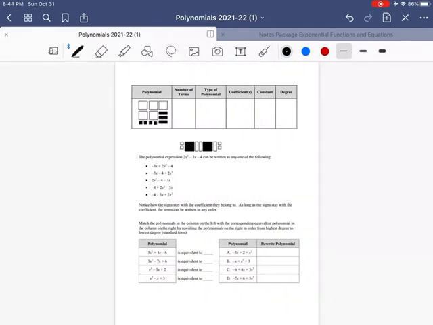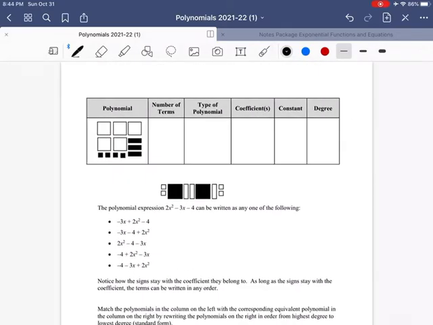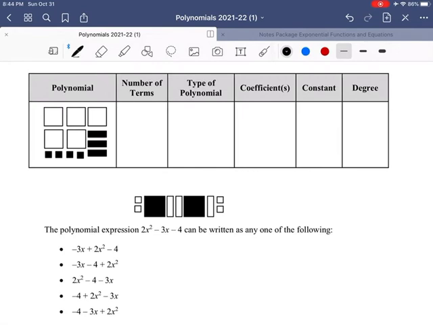All right. Here's another polynomial. Now we're still doing the same thing, that white tiles are negative and the black tiles equal positive. Okay. So how many different shapes do we have here? We have big squares, we have rectangles, and we have little squares. So that means there's 3 different things. So the number of terms is 3. It's a trinomial.